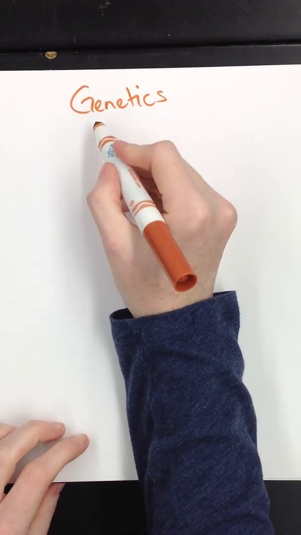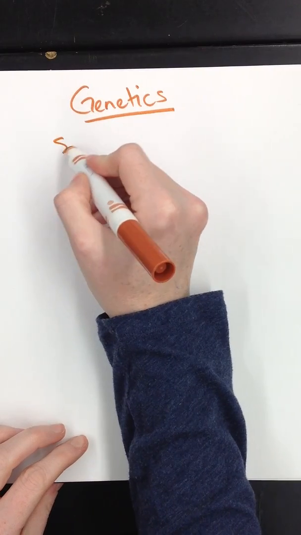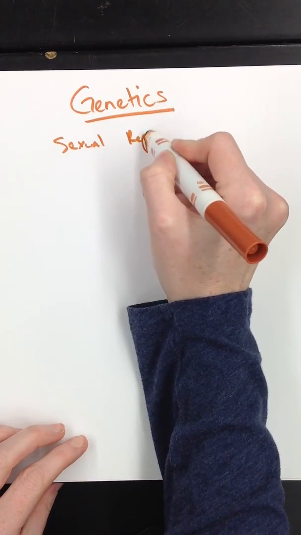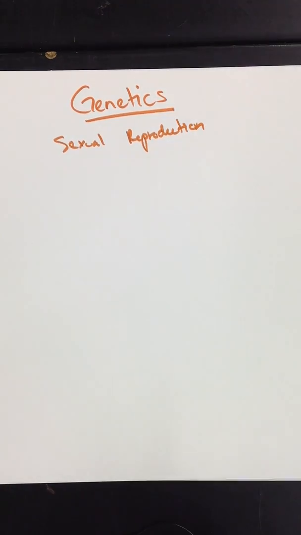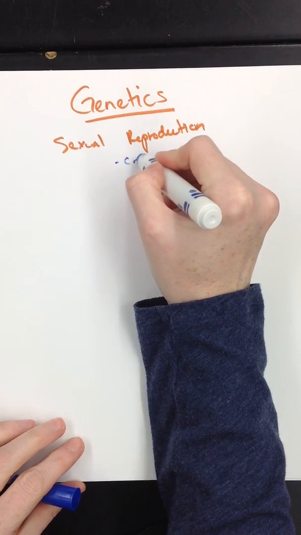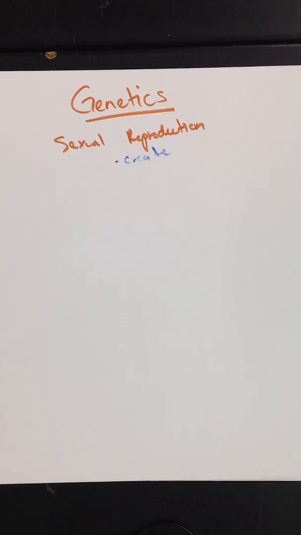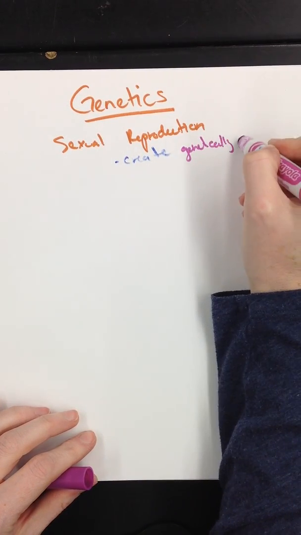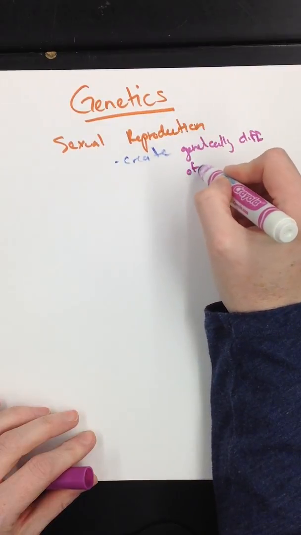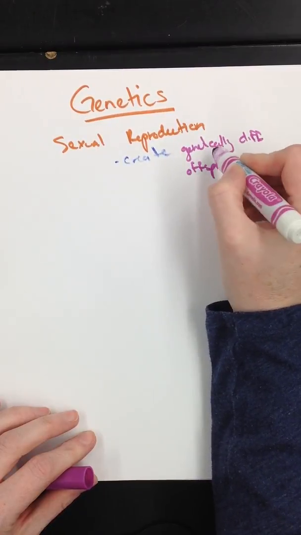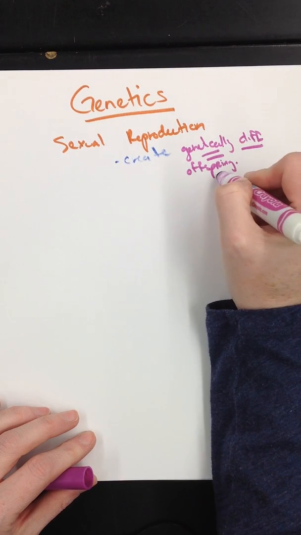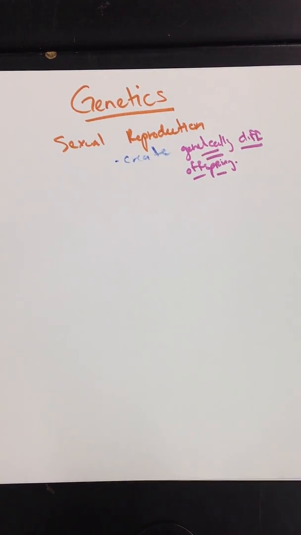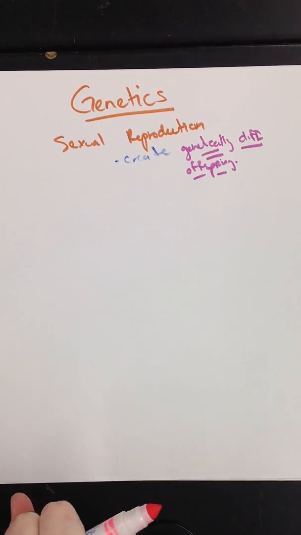Now, whenever we talk about genetics, the very first thing we have to do is go back to sexual reproduction. When we talked about sexual reproduction, really what this comes down to is that we want to create genetically different offspring. That was our entire goal, because if you're genetically different, then you have a better chance of surviving in an environment that's changing. So let's talk about how sexual reproduction works again.